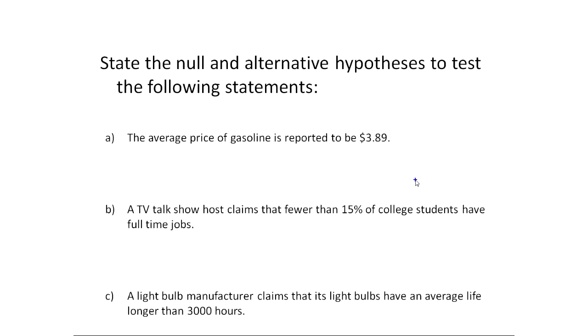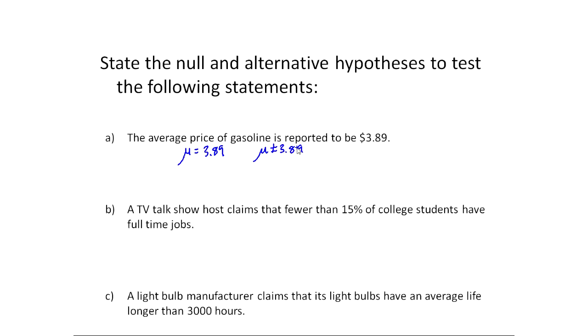In this first example, it says the average price of gasoline is reported to be $3.89. So if we wanted to test if this was true or not, well, to be technical, we would really want to test whether or not we can show it doesn't equal 3.89. But focusing on the H naught and HA right now, I would say, okay, the statement is about the average, which we can say is represented by the mean here, and it's reported to equal 3.89. Okay, now the complement to this would be the mean does not equal 3.89.